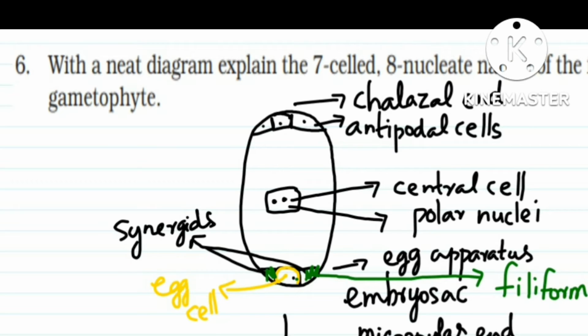And therefore you can see there are 7 cells: 3 antipodal cells, 1 central cell and 3 cells inside the egg apparatus at the micropylar end. So totally there are 7 cells, but if you see nuclei, there are 8 nuclei. That is 3 in the antipodal cells, 2 in the center, and then 3 nuclei in the egg apparatus.